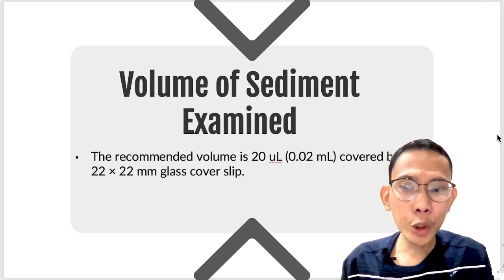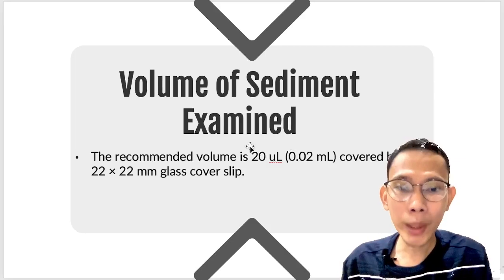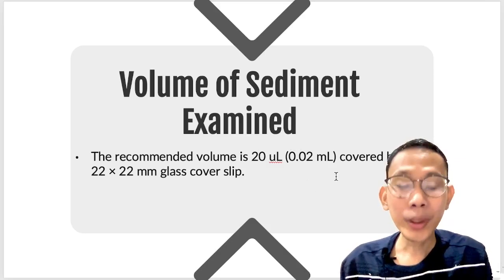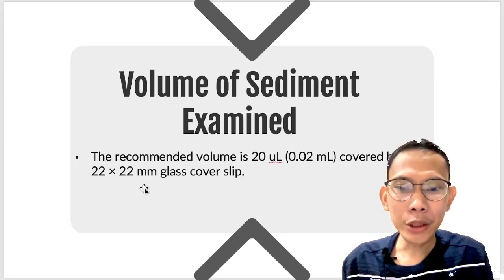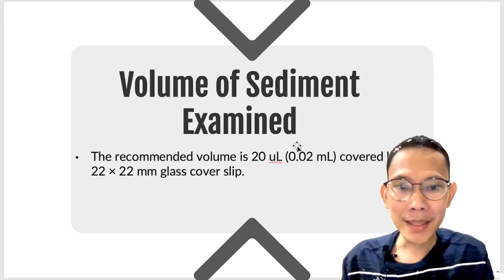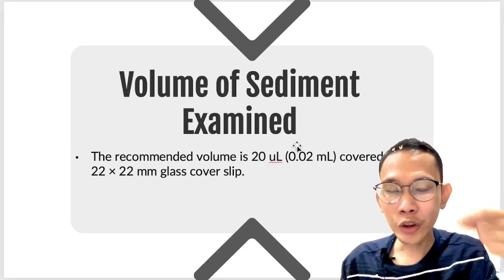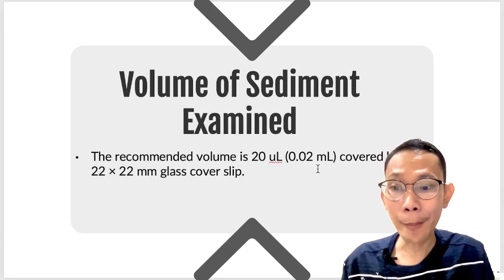In terms of the volume of sediment that is being examined, the recommended volume is 20 microliter, which is covered by a 22 by 22 millimeter glass cover slip. So this is the most ideal volume na ating babasahin, di ba? Fini-flicker natin yun, mini-mix natin yun. So kukuha lang tayo ng approximately 0.02 ml.